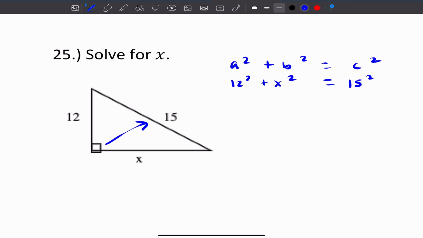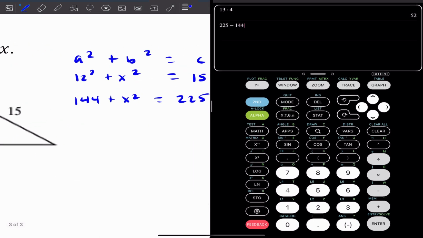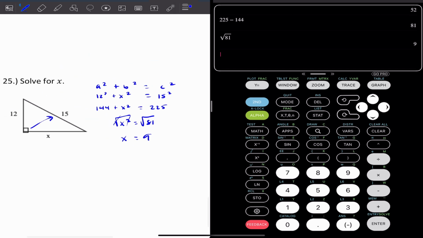And if we need to simplify the radical, if not, then don't. So we have 12 squared, that's 144. And then x squared equals 15 squared, which is 225. Now, 225 minus 144, let me see. That is 81. So x squared is equal to 81. If I take the square root, we have x on the left-hand side and the square root of 81. 81 is a perfect square. Square root of 81 should be 9. So x is equal to 9. And that's your answer.